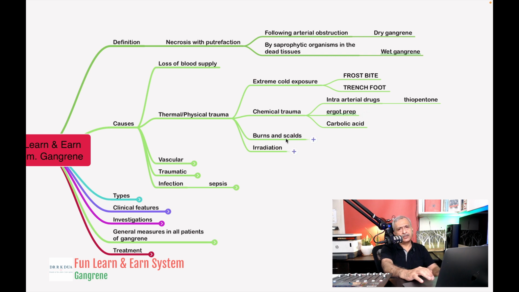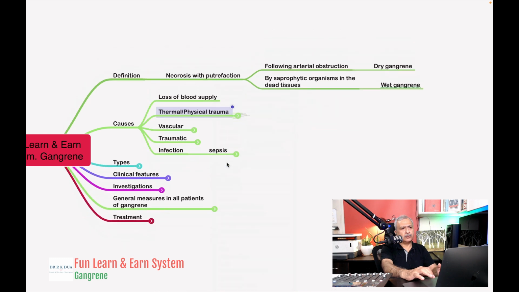Burns and scalds ultimately cause tissue damage along with damage to the supplying vessels. So the tissue that has already been damaged by the heat is further damaged by the compromised supply to those tissues. Then irradiation also causes vascular supply compromise to the tissues. So let's close these nodes.